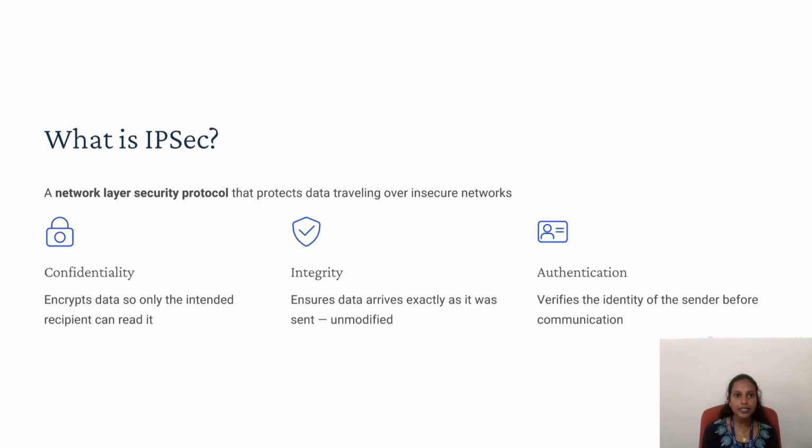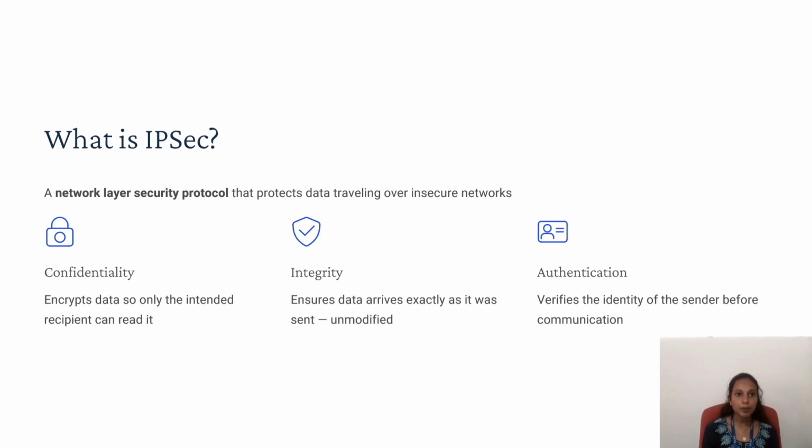The third one is authentication. It confirms the identity of the sender and the receiver. It is achieved through pre-shared keys and digital signatures. It prevents impersonation attacks. There are two types of modes in IPsec.